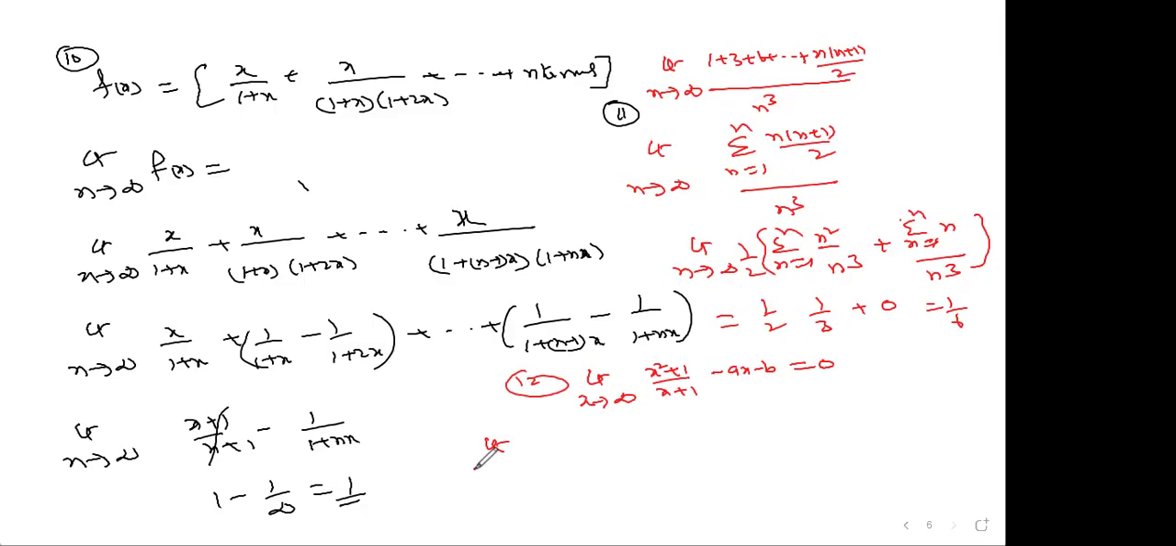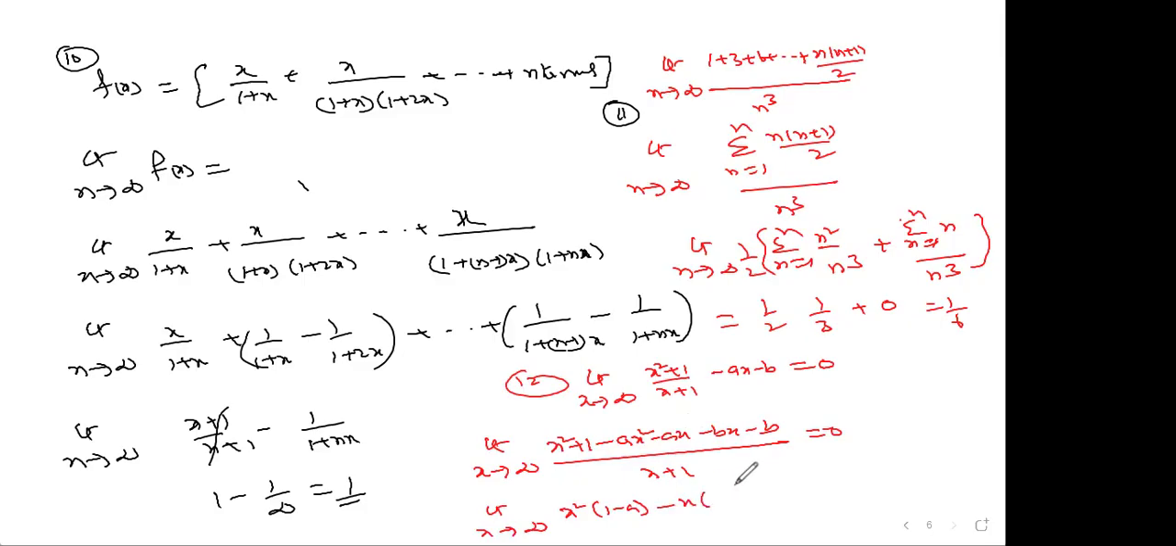Yeah, what I'm doing here, x tends to infinity is the question. I'll take LCM: x square plus 1 minus ax square minus ax minus bx minus b divided by x plus 1 equal to 0. What happened here? But x tends to infinity. See this now, x square. If I take common, I'll get 1 minus a. And if I take x common here, I'll get a plus b. The rest is 1 minus b. Whole divided by x plus 1 is there.